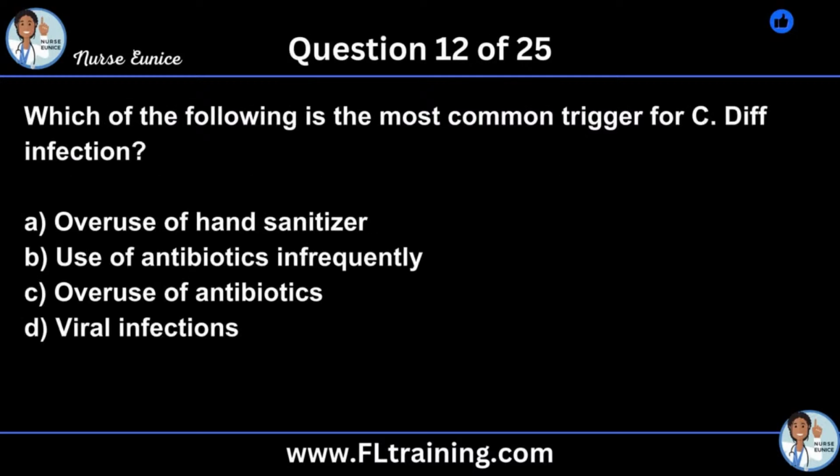Question 12. Which of the following is the most common trigger for C. diff infections? Is it A, overuse of hand sanitizer, B, use of antibiotics infrequently, C, overuse of antibiotics, or D, viral infections?